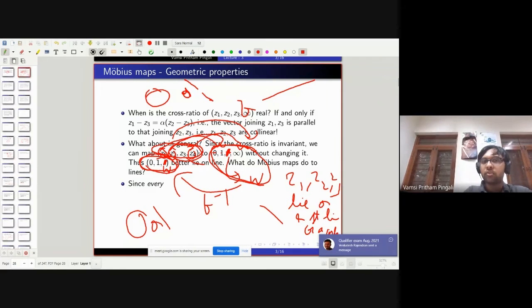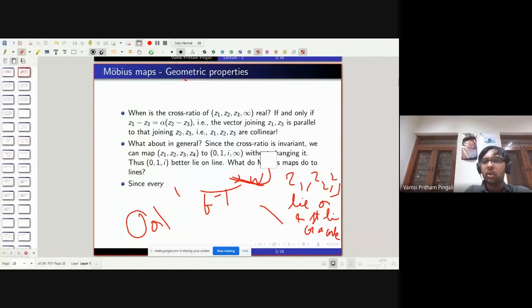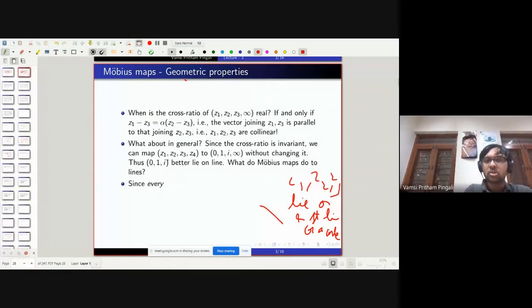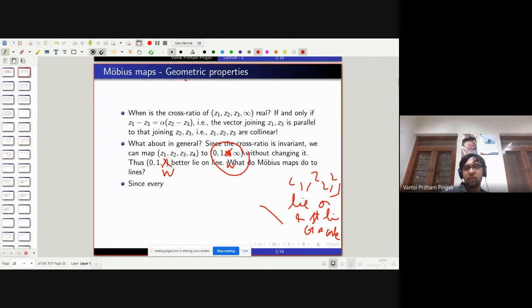In other words, these 4 points lie on a straight line or a circle. It's much simpler than what I was just saying. But yeah, okay. The only thing that needs to be corrected is that this is not true. This has to be some W. We don't have any control over it, but that doesn't matter. All we know is this is real if and only if all 4 points lie on a straight line. That means all these 4 points lie on a generalized circle.